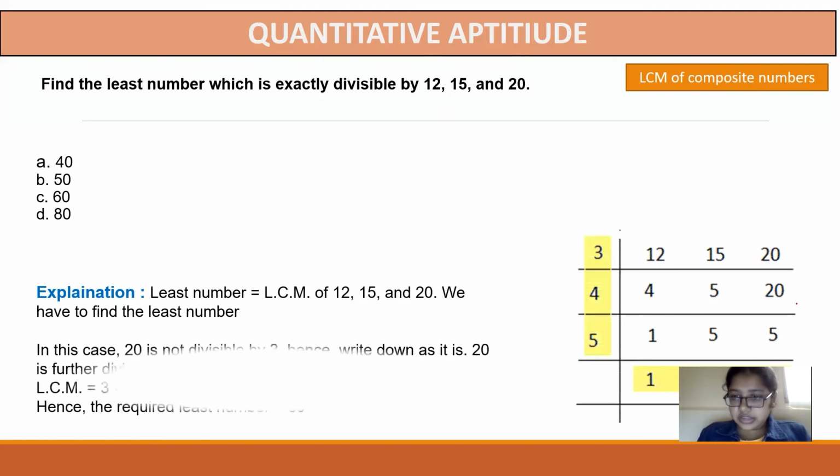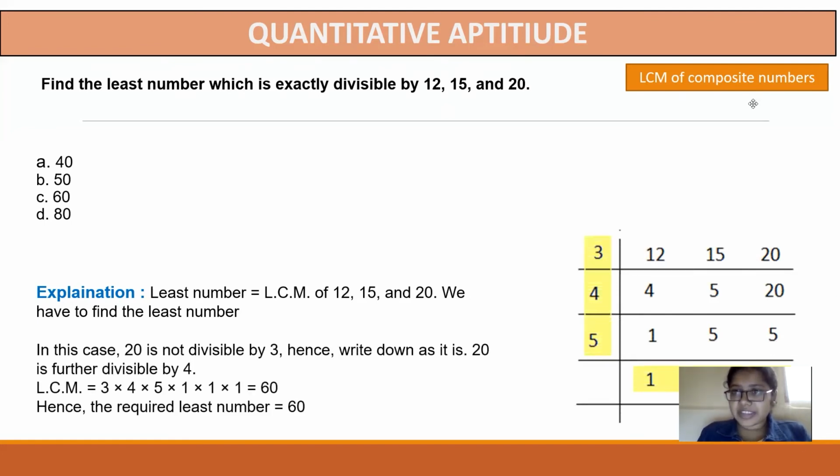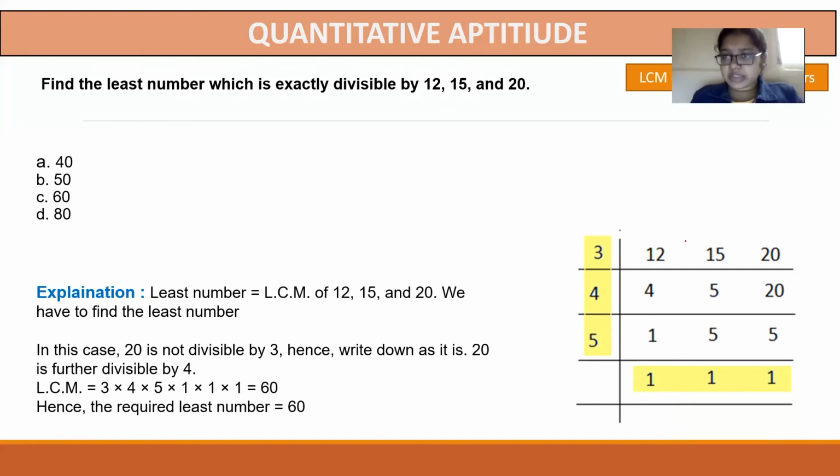Let's go with this chart so that we can solve this, because it's not possible to write everything on screen. So we will refer to this chart. I hope it's fine. As we have to find the list number in regard to 12, 15, and 20, I have mentioned all the numbers: 12, 15, and 20.